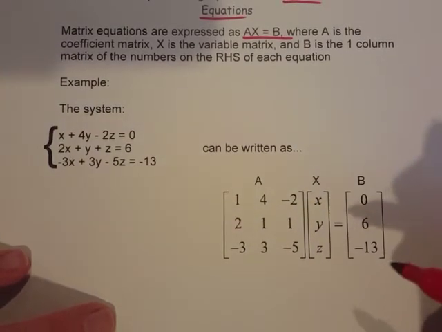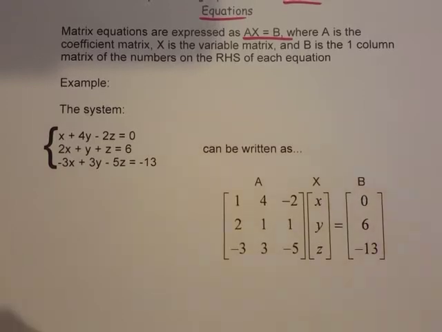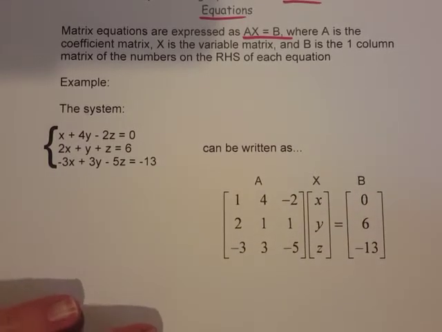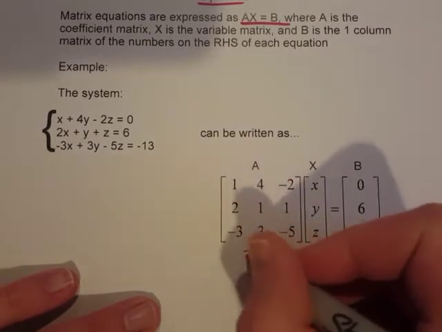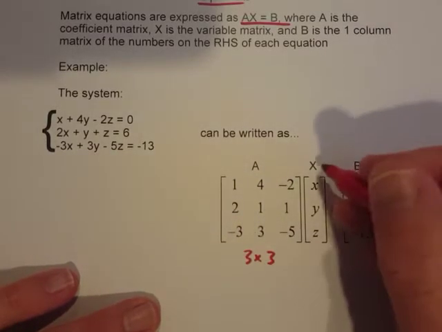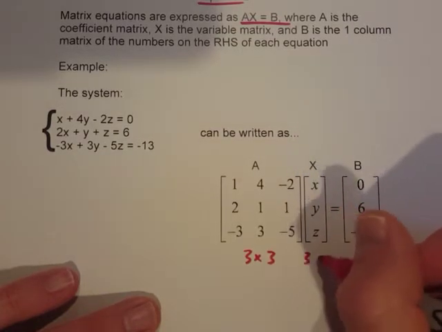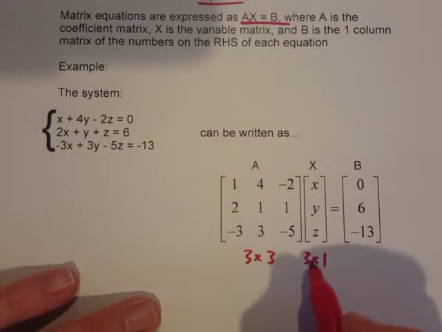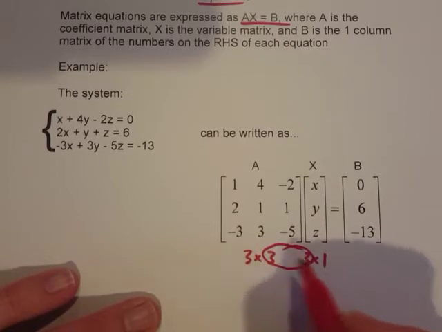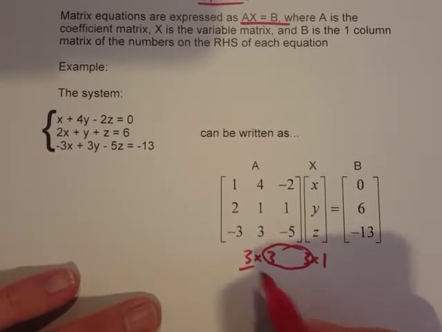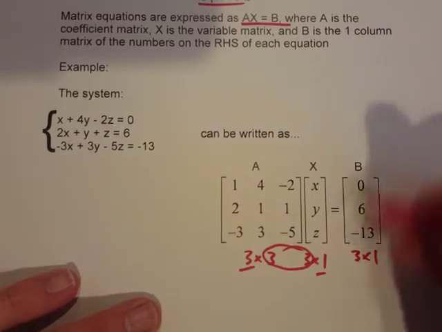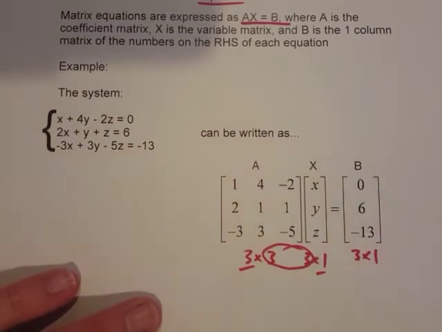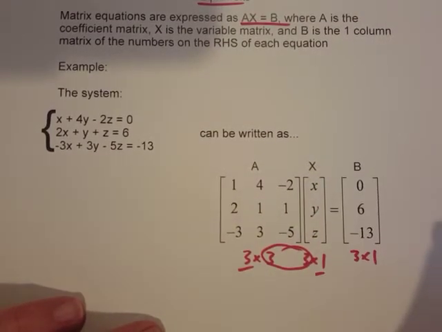Now, why does this work with matrix multiplication? I just want to remind you that when we do multiply two matrices together, we have to start with their sizes. A is a 3 by 3 matrix. X is a 3 by 1. Remember that what we multiply together, the middle numbers have to match up, and they do in this case. And then that means that the result is a 3 by 1, which happens to match up with what we have over here. So this now represents the equation that we're going to be working with.